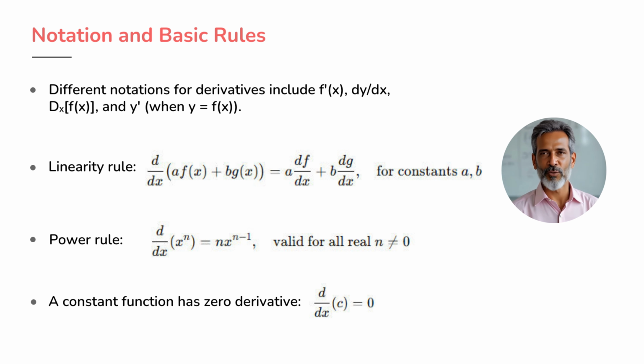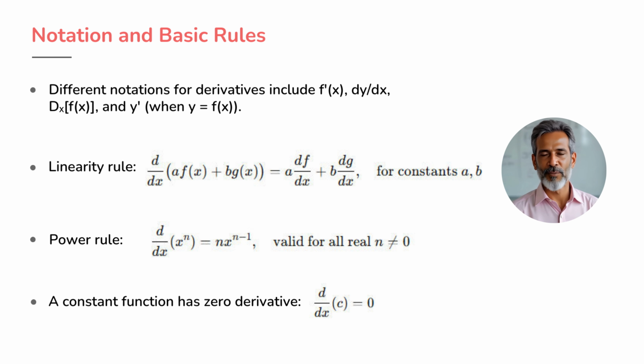Moving to some basic rules, the first important one is linearity. The derivative of a sum or difference of functions follows the rule: the derivative with respect to x of a times f(x) plus b times g(x) equals a times the derivative of f with respect to x plus b times the derivative of g with respect to x, where a and b are constants.